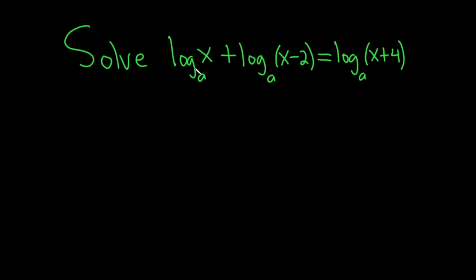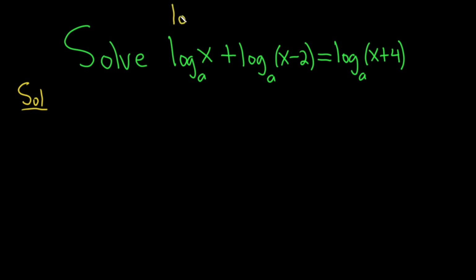Solve log base a of x plus log base a of x minus 2 equals log base a of x plus 4. Solution. So in this problem, we have 3 logarithms. So the natural thing to do is to try to combine them. On the right-hand side, we have a single log, and over here we have 2 logs. We can easily combine these using something called the product rule.